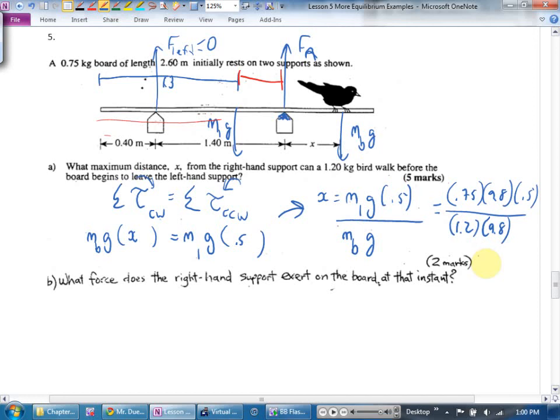Now, what that means is if you were to somehow magically transport this to the moon, it would still be the same distance the bird could walk out. Or if you transported it to Mars or to Jupiter, wherever in the universe, that distance is not going to change. It doesn't depend on the gravitational field. It just depends on the ratios of the masses to each other.